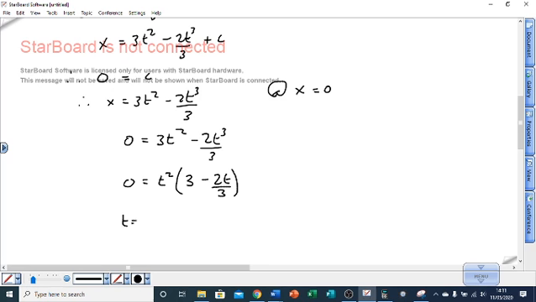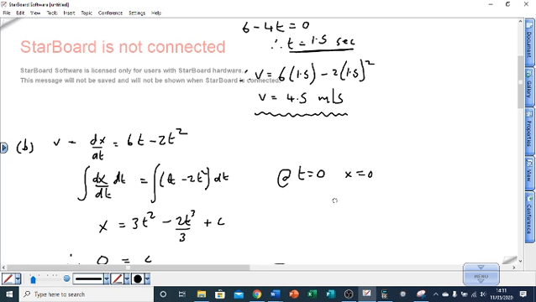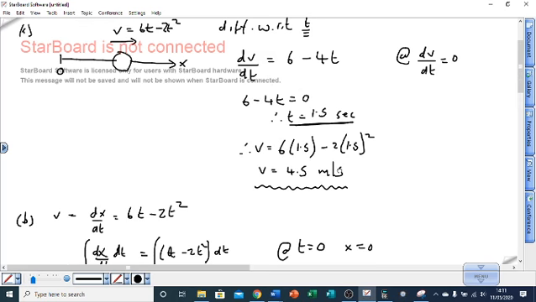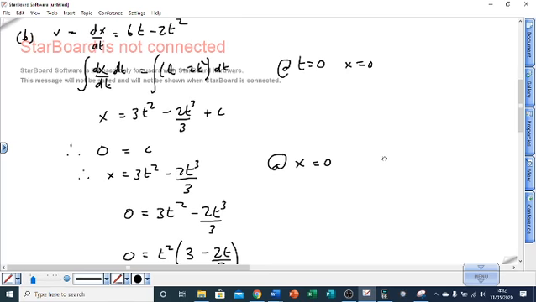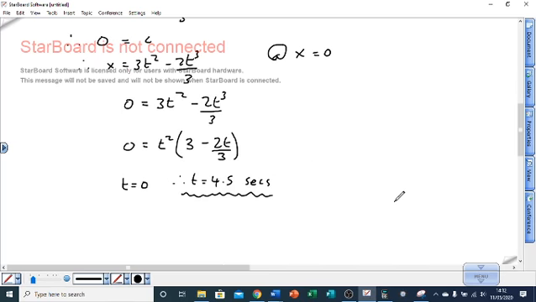Obviously t equals 0 is one solution, it's not what we want, and the other solution is going to be this one here. Throw that over, times by 3 and divide by 2, so therefore the time equals 4.5 seconds. Okay, so that's the time that it takes to return back to 0. All right, so I hope that helps.